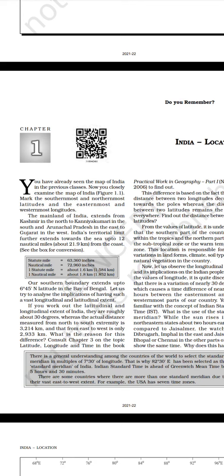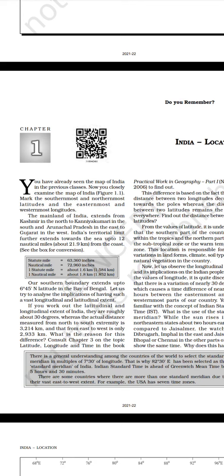Let us try to analyze the implications of having such a vast longitudinal and latitudinal extent. If you work out the latitudinal and longitudinal extent of India, they are roughly about 30 degrees, whereas the actual distance measured from north to south extremity is 3,214 kilometers, and that from east to west is only 2,933 kilometers. What is the reason for this difference?